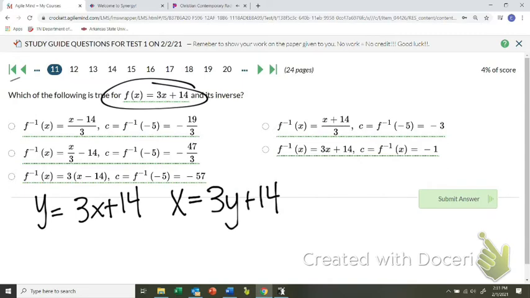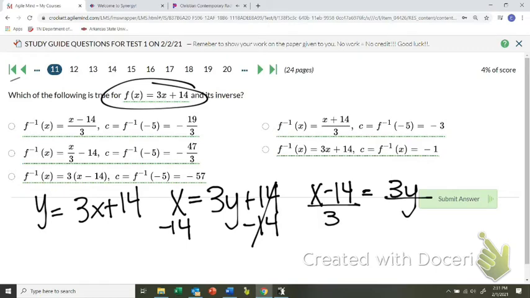All right, next I'm going to add 14 or subtract. Then what will I do? Which one is the only one that says this? It is x minus 14 over 3. What letter is it though? A, B, C, or D? C. Okay.